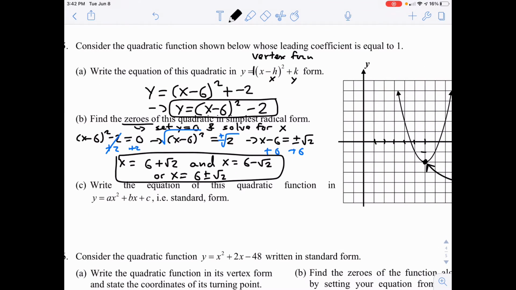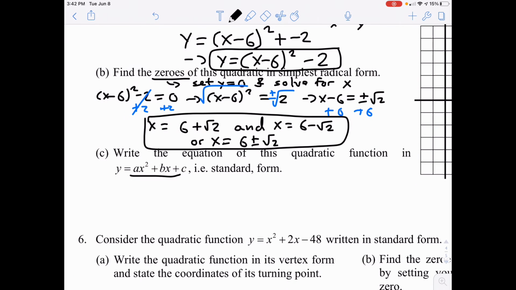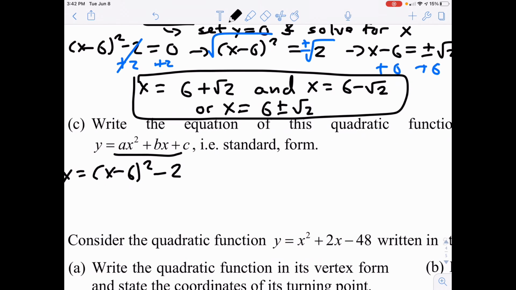Let's write the equation of this quadratic function in standard form. Well, how do we do that? We simply have to multiply this out and expand it. So let's write that down. Y is equal to x minus 6 squared minus 2. Now the first thing we're going to do is write that expanded out. So y is equal to, if we're writing something squared, that would be x minus 6 times x minus 6. And then, of course, minus 2.